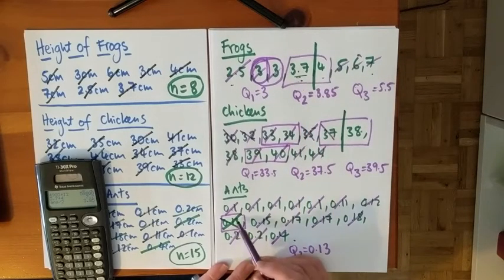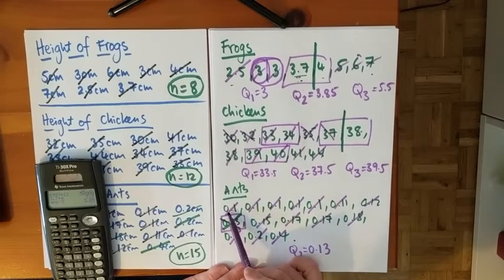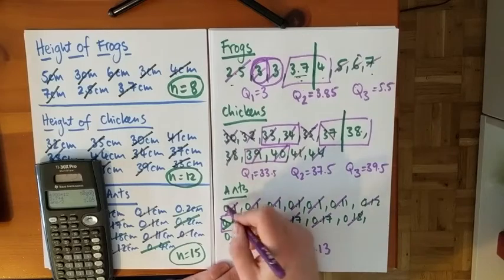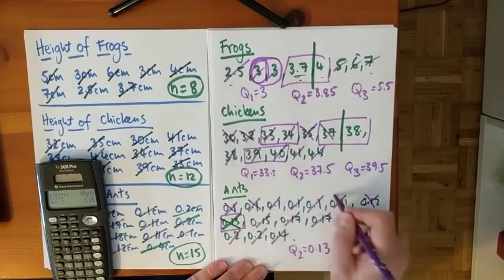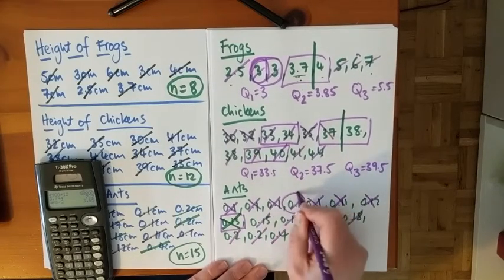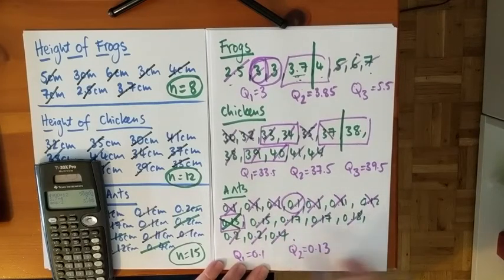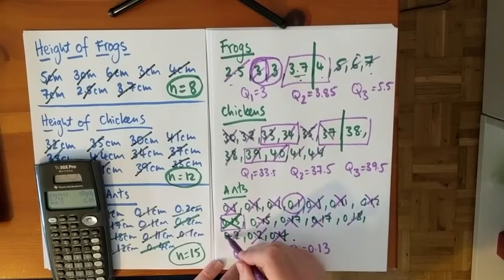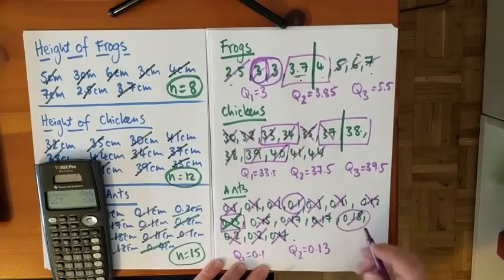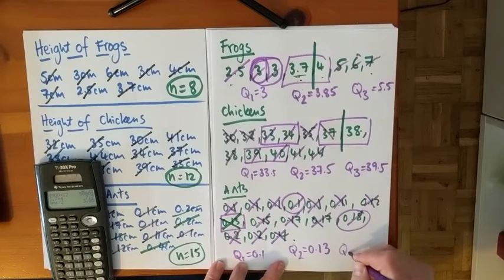So here, I'm not using that 0.13. I'm just using the lower quartile. It's going to be the median of these numbers here. So lowest, highest, lowest, highest, lowest, highest, that one. So Q1 is 0.1. And of these ones at the top here, I've got lowest, highest, lowest, highest, lowest, highest, and I'm left with 0.18. So that is Q3, which is 0.18.